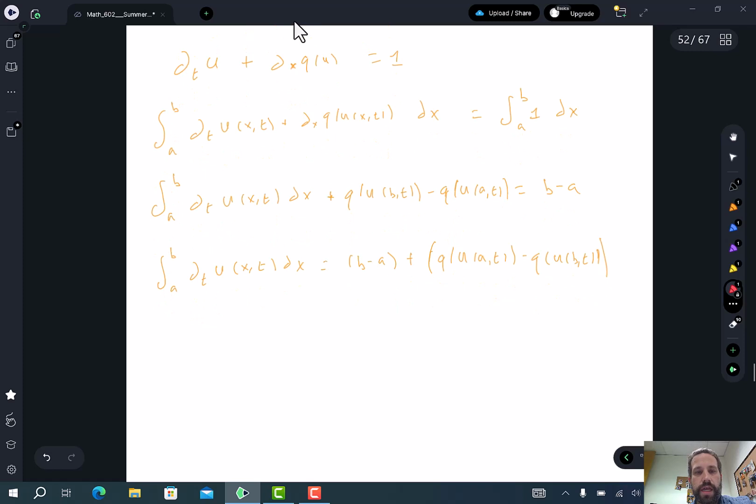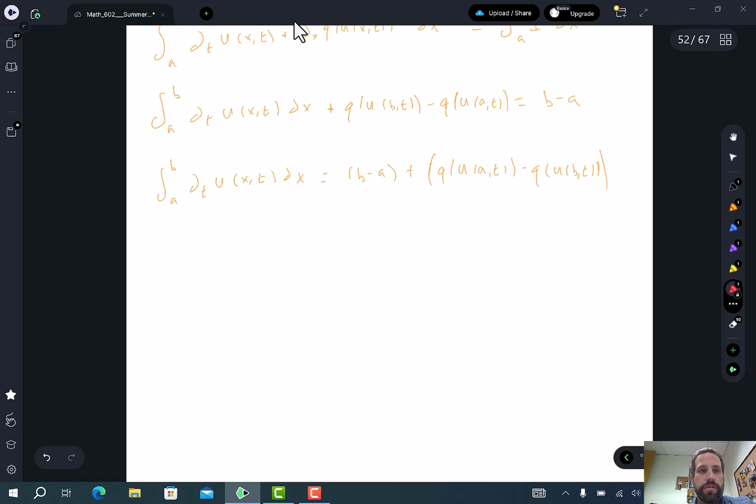Now let's think about how we're dealing with shocks. If you remember what happened last time when we were dealing with a shock, we imagined we had some solution going this way, then there was a discontinuity, and then the solution was something else going this way. This is going to be for a fixed value of t, and we called this xs of t.